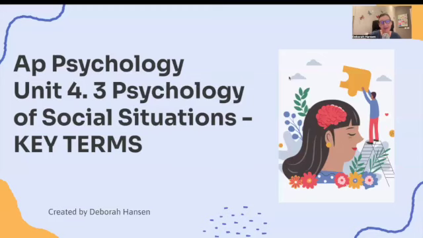I'm Deborah Hanson, and today we're going to be looking at the key terms for AP Psychology Unit 4.3, Psychology of Social Situations. So in this video, we're going to look at all the key terms that go with this particular section of Unit 4. We're going to look at definitions, and we're going to look at real life examples. So this is so that you can make your flashcards or your note cards or write them in your notebook, whatever you need to do. You know that you need to know these key terms for the exam. So this is supposed to make it easy for you, okay?